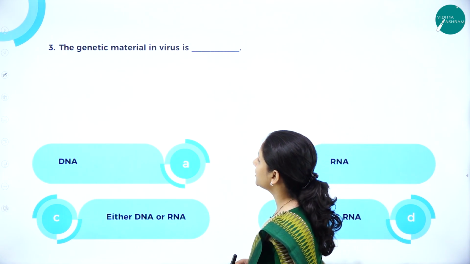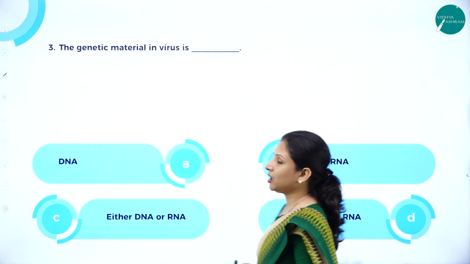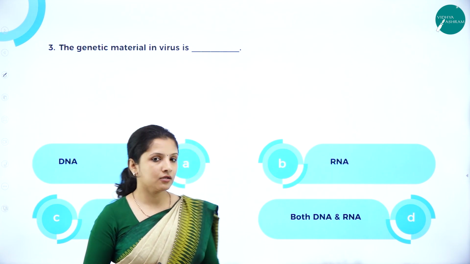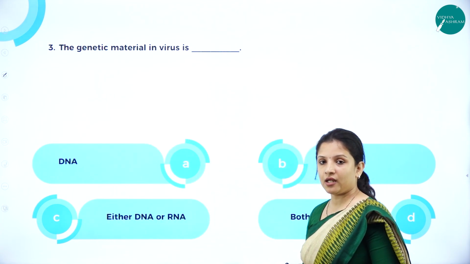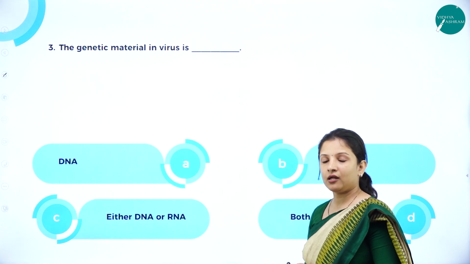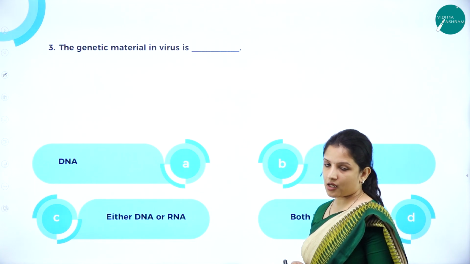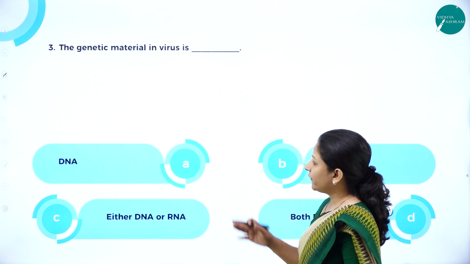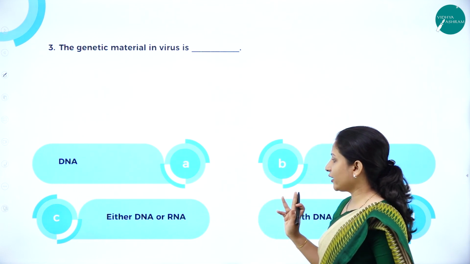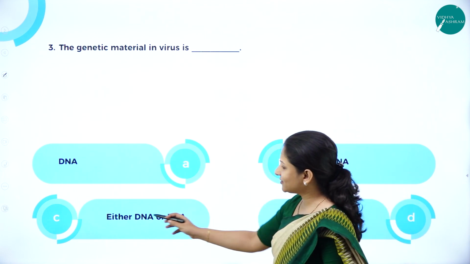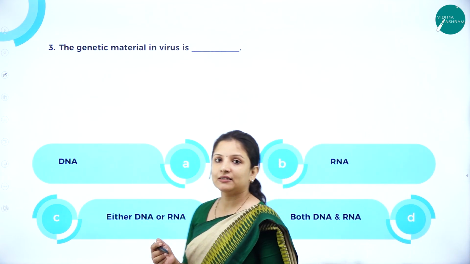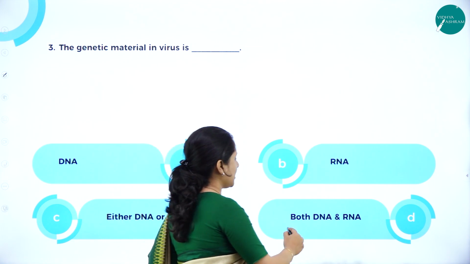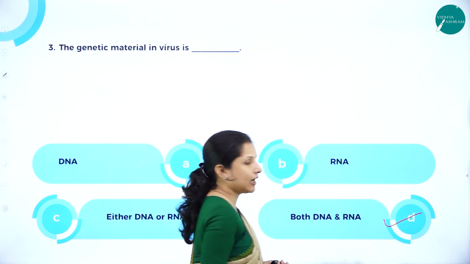Next, the genetic material in viruses, is it DNA? Is it RNA? Of course, it is DNA and RNA, because they can have double-stranded DNA, they can have single-stranded RNA, and also they can have double-stranded RNA. So here, when A and B both are correct, now you have to see which is the right answer. Is it either DNA or RNA? No, because they have both, right? So the right answer here is both DNA and RNA.